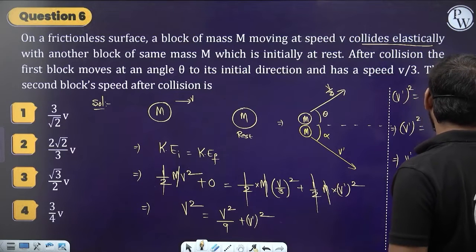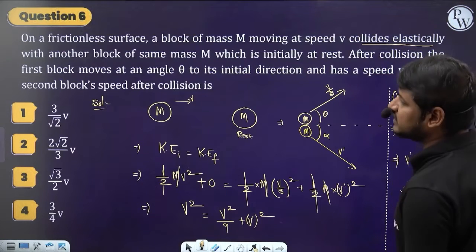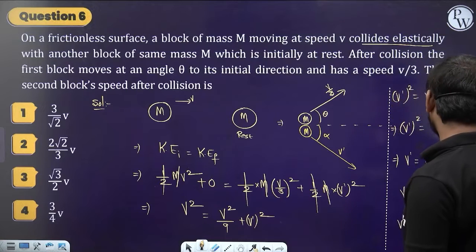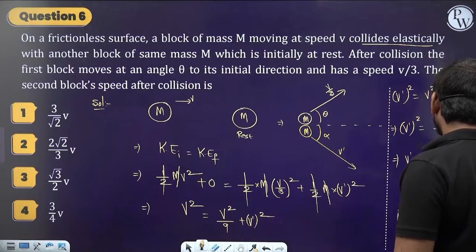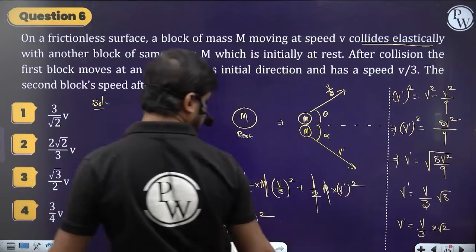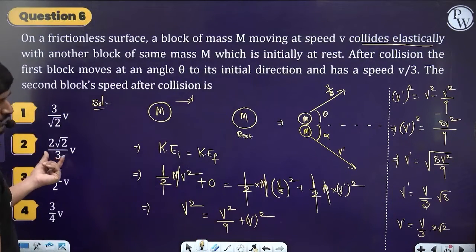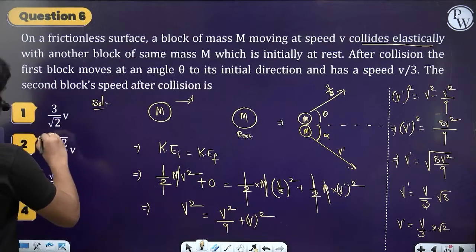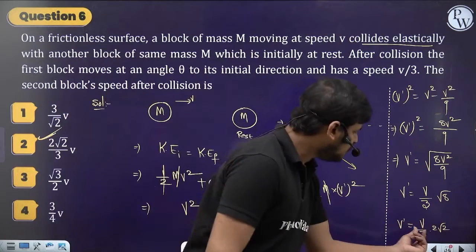So root 8, what can we write? Is there root 8, is it not there? So v by 3 into... I can write this as 2 root 2, yes or no? So I guess 2 root 2 into v by 3, so option 2 is the correct one. Clear? So 2 root 2 into v by 3.